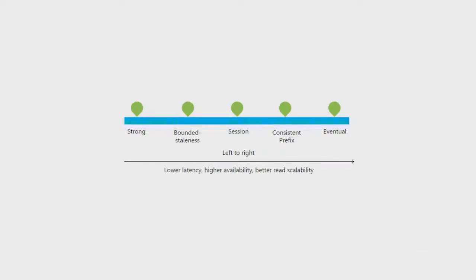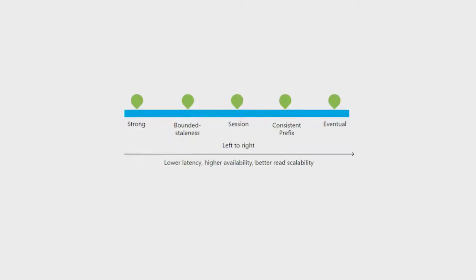Now, let's talk about each of the different consistency models, because I realize this is a new, novel space. Here I have the 5 consistency models: strong, bounded staleness, session, consistent prefix, and eventual, labeled from left to right. If you go from left to right, we go from strong consistency to eventual, and this means lower latency, higher availability, and better read scalability as you move to the right.